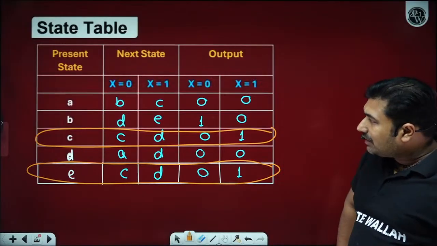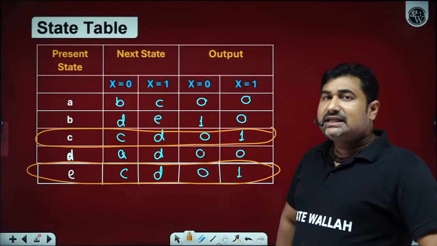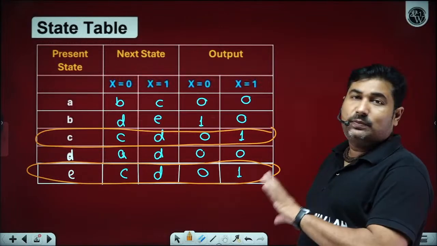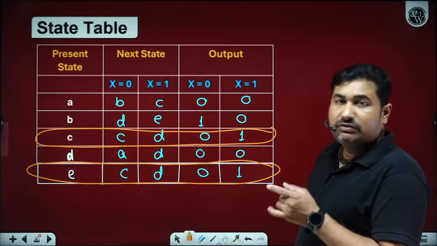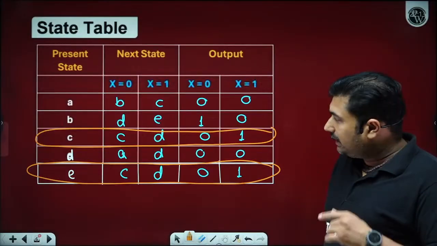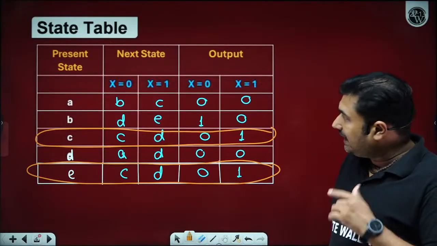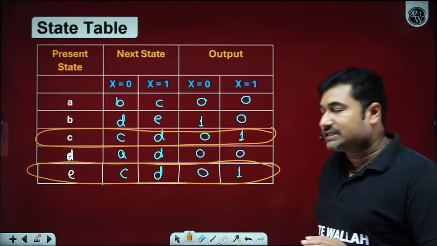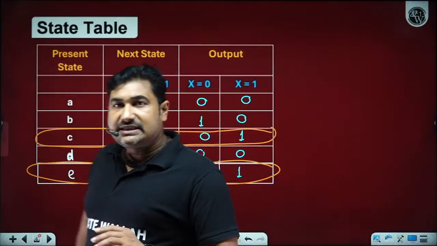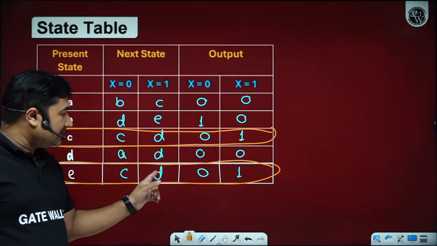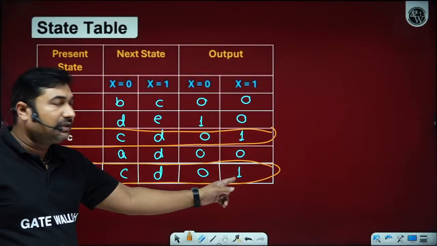It means if you are on state C, with x equals 0, you will reach C and output 0, and with x equals 1, you will reach D and output 1. Even if you are on state E, with x equals 0, you will reach state C, output 0, and with x equals 1, next state D, output 1.